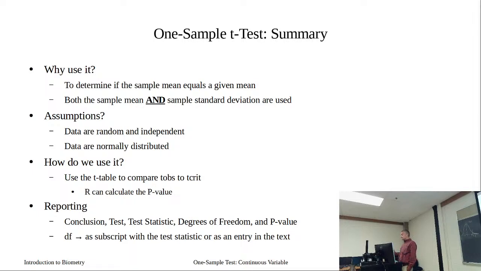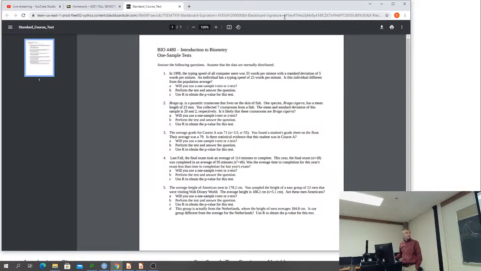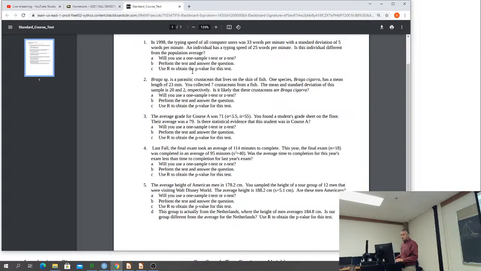So I'm gonna update it and have it set up so that you can type in the answers. There it is. It's available. It's up now, and I meant to update it because this was: perform the test and answer the question, and then use R to obtain the p-value. Well, we're using R to get our p-values, so we don't have to do this. You are already using R.